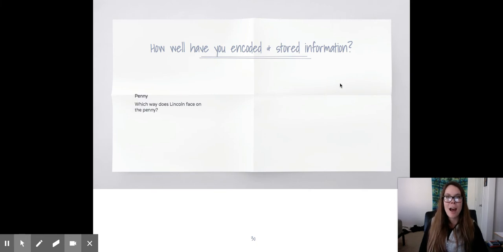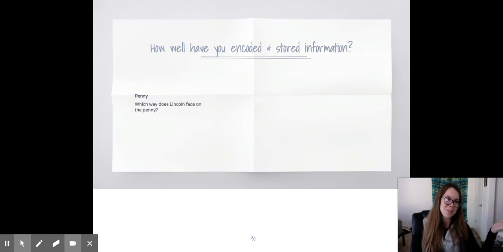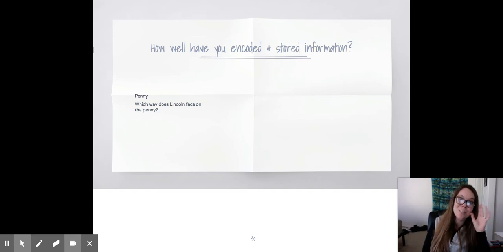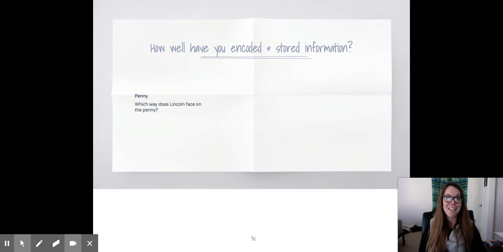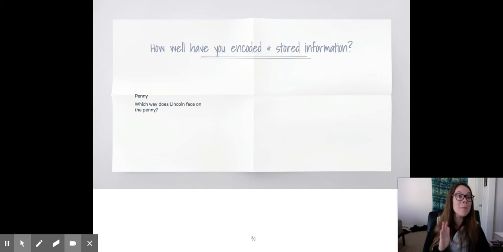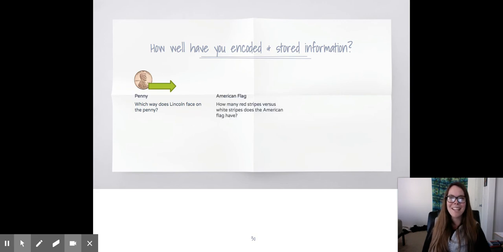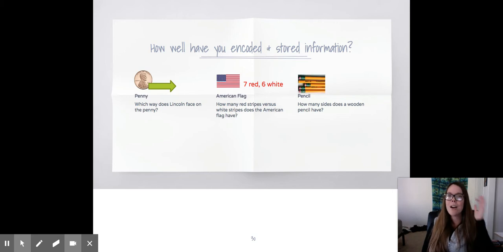Okay, so how well have you encoded and stored information? Here are just a fun couple questions, and you can follow along and answer them with me if you'd like. Penny, which way does Lincoln face on the penny? Oh my gosh, try to say that twice. It's the left. And then we have the American flag. How many red stripes versus white stripes does an American flag have? You didn't know? Neither did I, my people. 7 red, 6 white. Next one, we have a pencil. How many sides does a wooden pencil have? You would think 2, 1, 3. Shocker! It is 6.